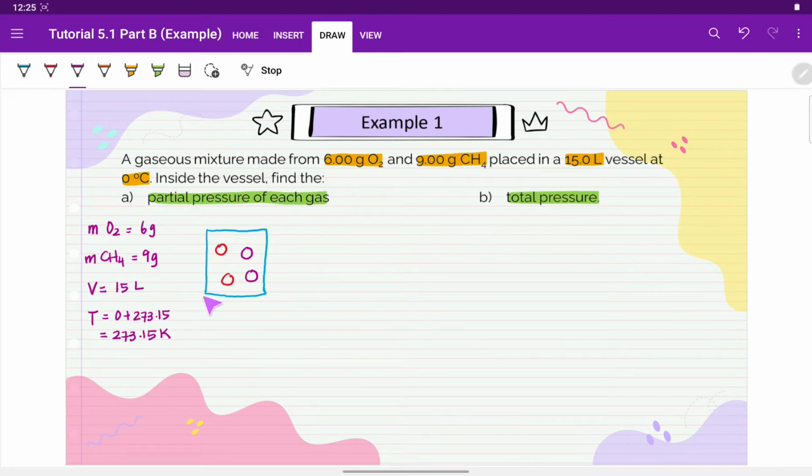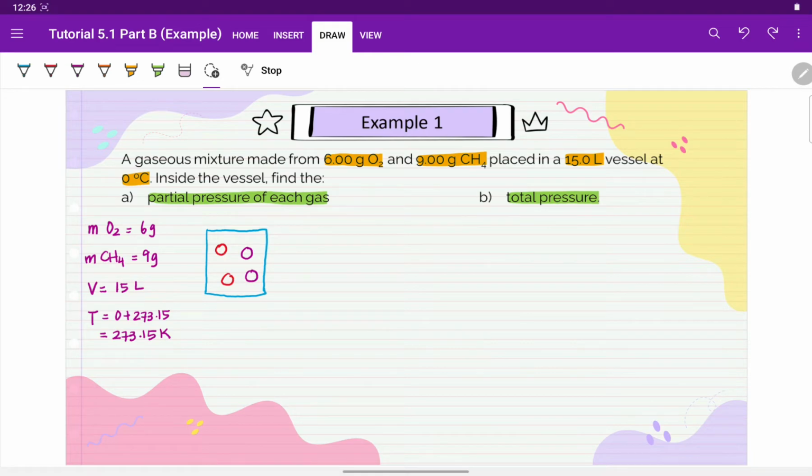So the first question asks us to find the partial pressure of each gas. What you need to understand here is that the volume is the volume of the container, and the temperature here is not the temperature of the gas only, but the temperature of the whole container including the gas. We cannot say oxygen has one temperature and CH4 has another. The temperature is the same. Why? It is inside the same vessel.